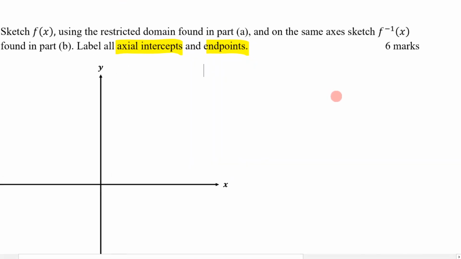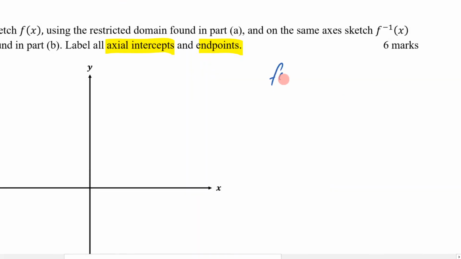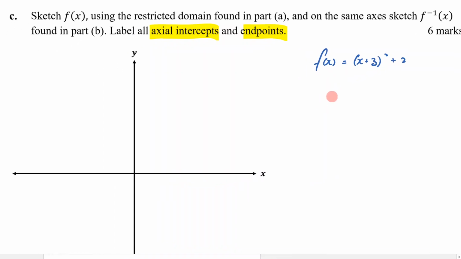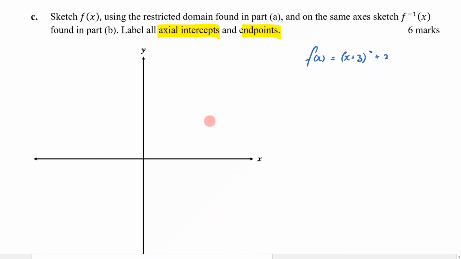The first thing I'm going to do is consider what my original function was. It was x plus 3 squared plus 2. So I come over here. I'm going to go this way, -3, and go up 2. It's going to be here. And remember, I'm only considering this part of my graph. Let me see if I can draw that a bit nicer. Actually, let me just draw this a bit further down.